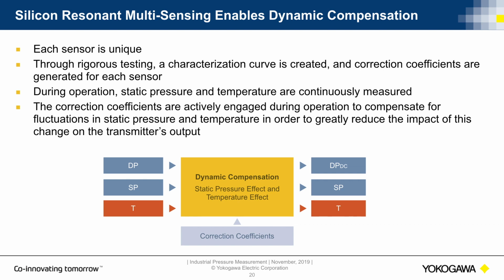Also with our silicon resonant sensor, we have, like Jason talked about, that multi-sensing technique, and where that really comes into play is for this characterization, this compensation. So we're always reading static pressure, we're always reading temperature, and we're taking those values and compensating for those effects. So we're able to limit the performance loss because of that, to make sure we have that good total real-world performance accuracy.